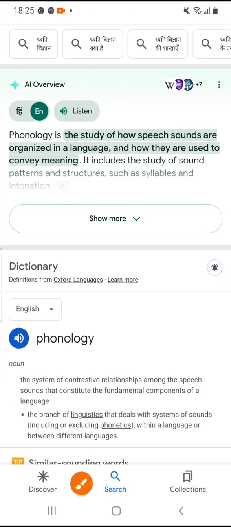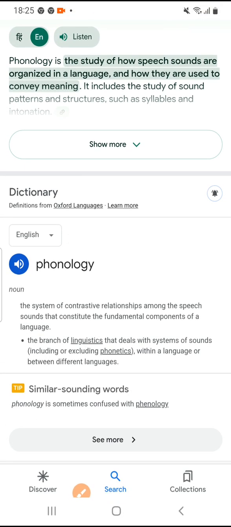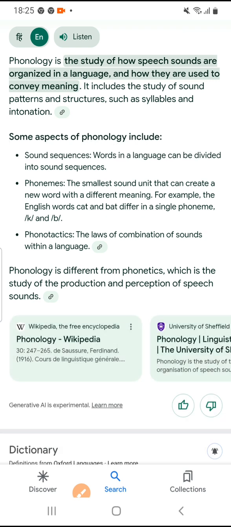Hello students, good evening. I'm taking small notes on phonology, and through text we are going to understand phonology with small answers. So I'm going to explain the definition and other small information.